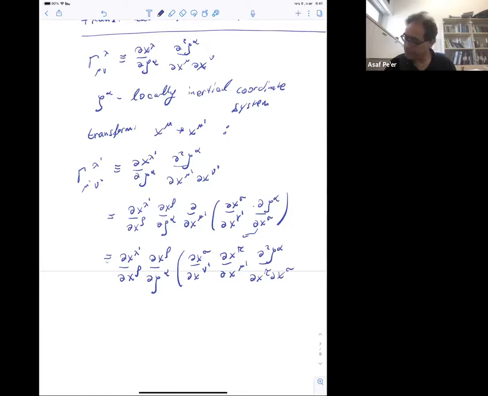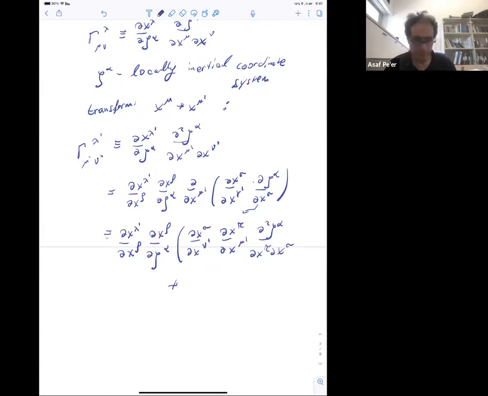So this is the first term, and now I have the second term, which is taking this derivative here. This I can do, right? So I have d squared x sigma over dx mu prime dx nu prime, times d psi alpha over dx sigma. I'm sure you love it. I love it as well.